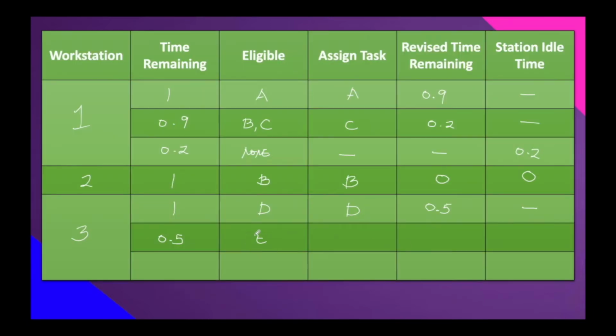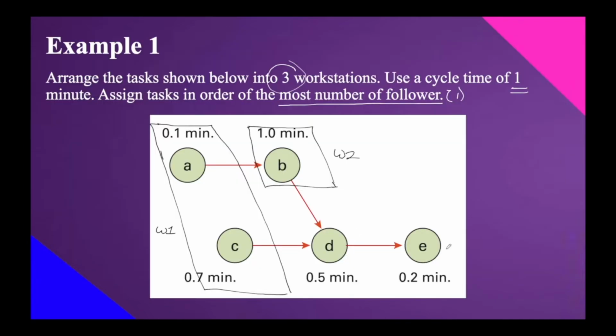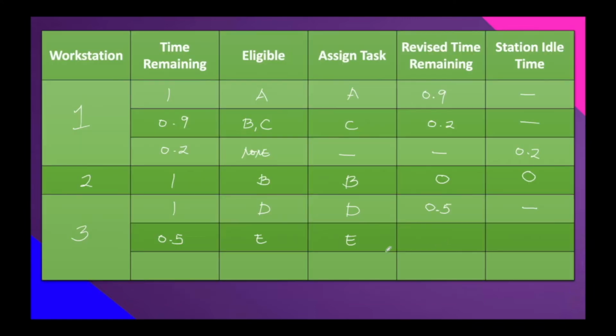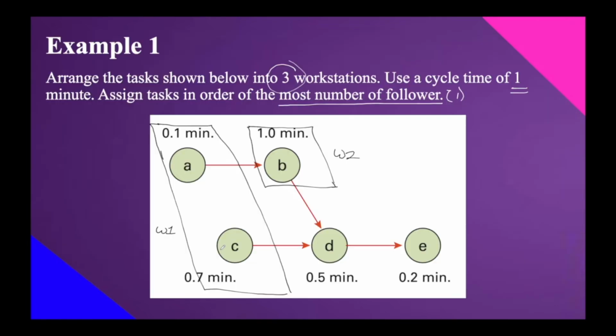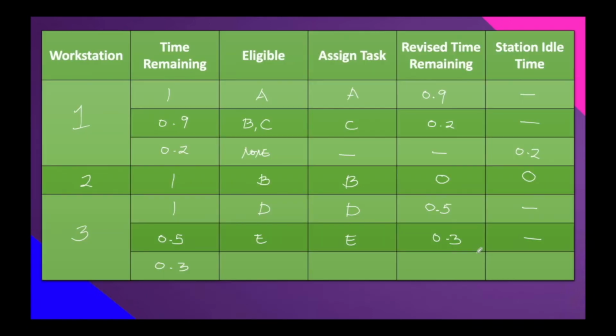So, letter E here, eligible, and we should assign it to letter E also. Since based on the precedence diagram, letter E has 0.2 minutes na working time, 0.5 minus 0.2 is 0.3. And we are not yet idle. So, we still have 0.3. Kung titingnan ninyo, wala na po siyang kadugtong with the precedence diagram. Therefore, wala na tayong eligible. We don't have an assigned task here. The revised time remaining is ganun pa rin. Hindi na siya na-revise. Therefore, that 0.3 is now the idle time.